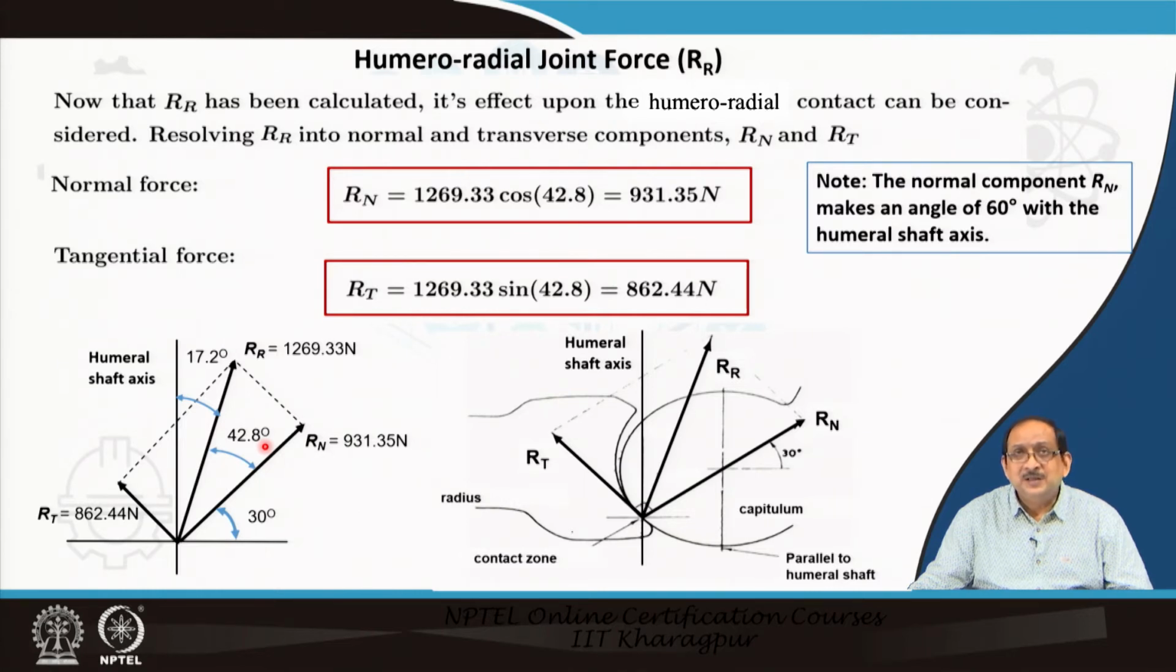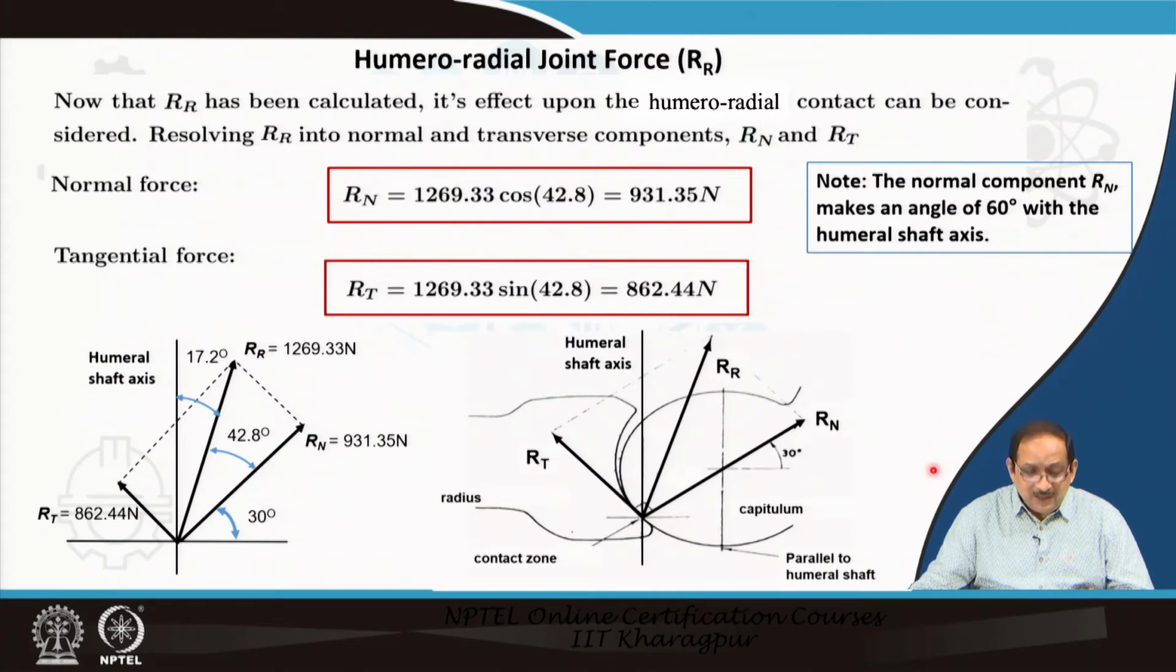So, with this angle 42.8 degrees, we can actually use it for calculation of Rn and Rt by resolving Rr along the Rn direction, the normal direction, and the tangential or transverse direction. So, the values of Rn comes to 931.35 Newton and Rt 862.44 Newton.